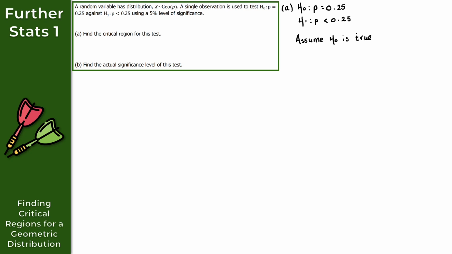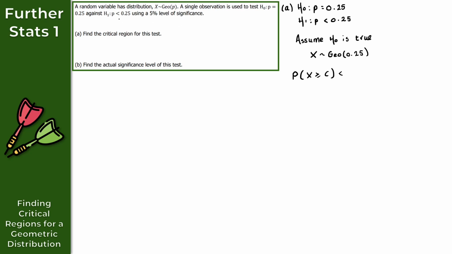So in that case then, if H0 is true, we have our random variable X, which follows a geometric distribution with parameter p. But if H0 is true, then p is equal to 0.25. Now what we require here, and do take note of the direction of the inequality, is the probability that our random variable X is greater than or equal to some value, again let's call this c, and this must be strictly less than our significance level of 5%.